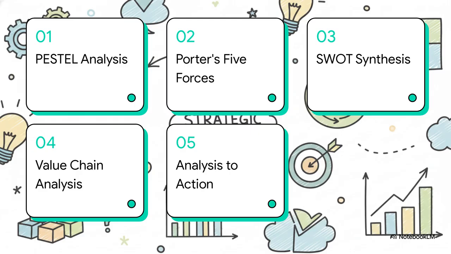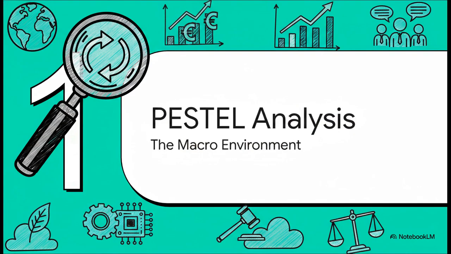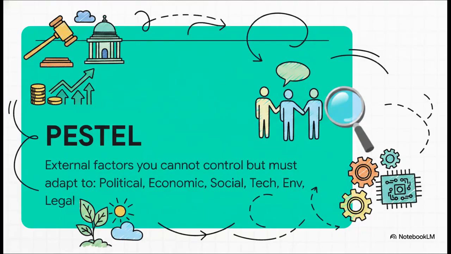Let's jump right in. Section 1. PESTEL analysis, scanning the macro environment. Now, in the real world and, especially in the exam, you're going to be handed an industry report or a news article. Your job is not to define PESTEL. Your job is to spot which of these specific trends, political, economic, social, technological, environmental, or legal, are currently affecting the business. You can't control these external factors, but the company's survival depends entirely on how management adapts to them.